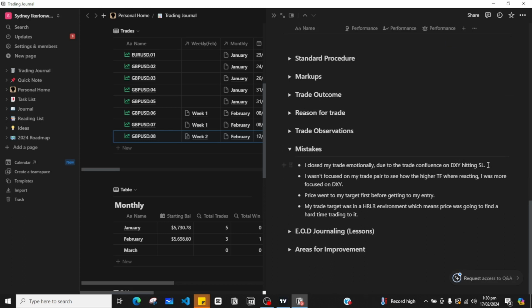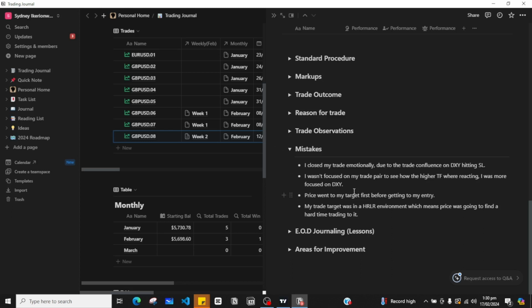Since the trade on DXY got invalidated and seeing lack of volume or volatility in price, I decided to close my trade, and plus it was on a Monday, so I don't usually trade on Monday. So this all influenced my decision of closing the trade, and I wasn't focused on my trade pair, which was GBP USD, to see how the higher time frame were reacting.